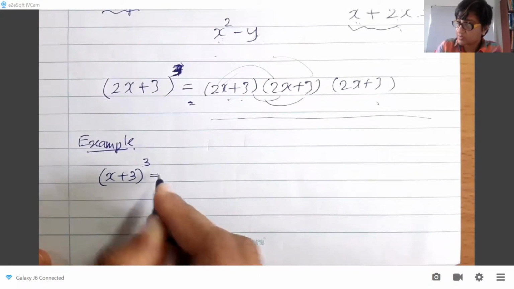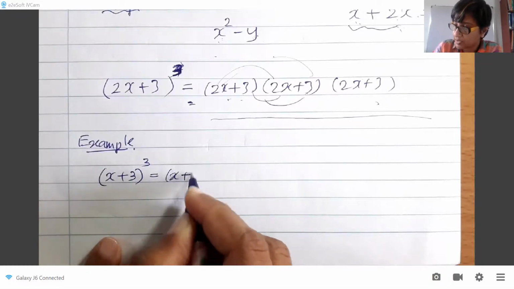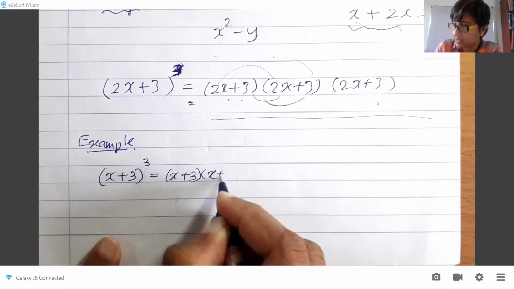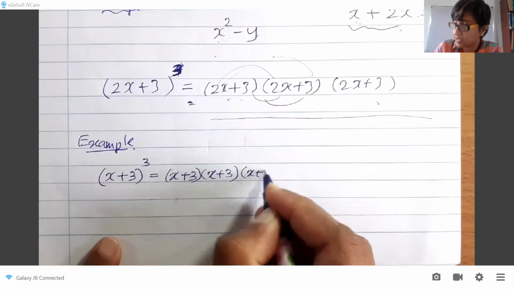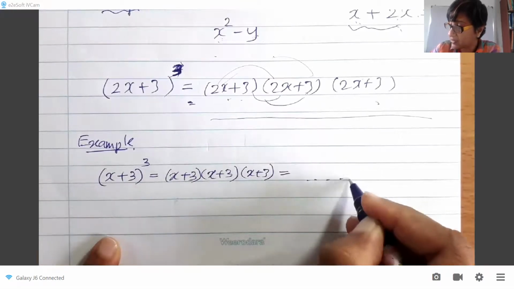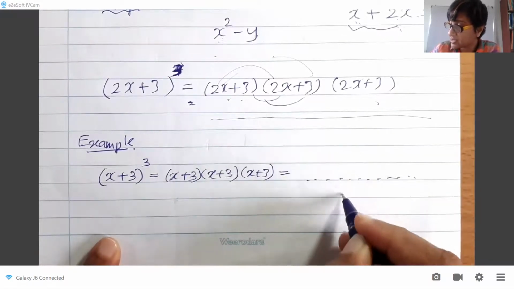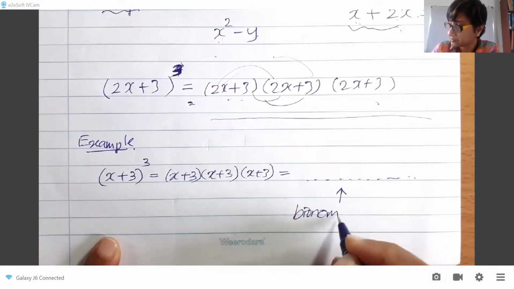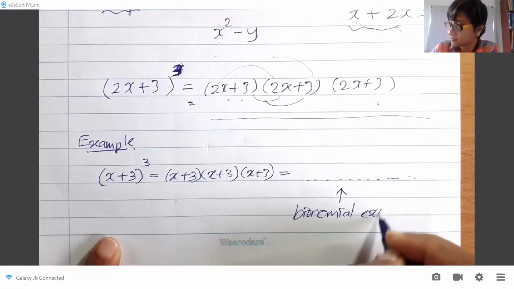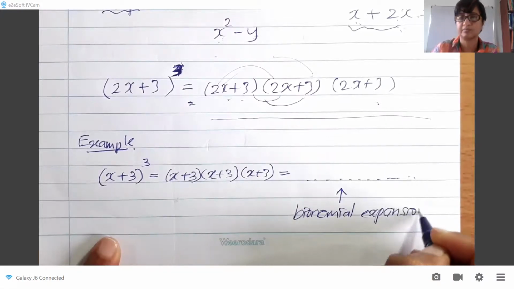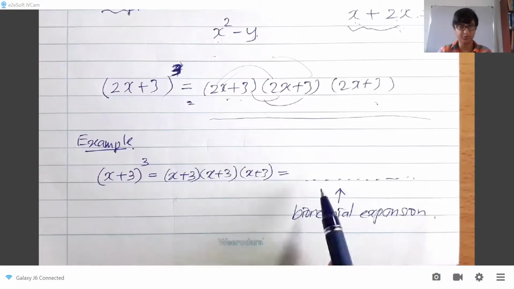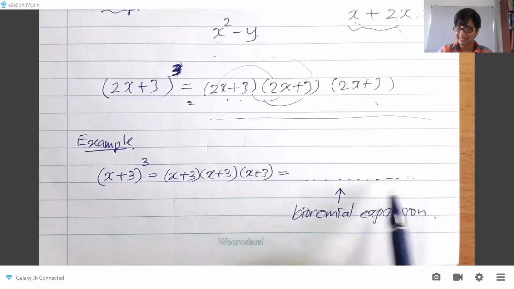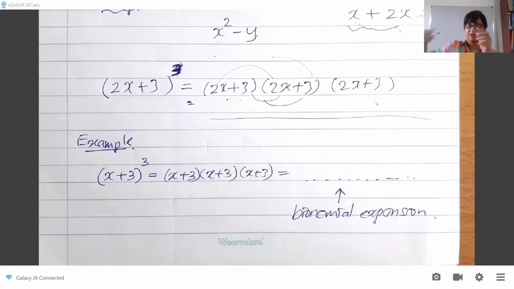Okay, this means you have to do (x + 3) times (x + 3) times (x + 3), and say you expand it in full. This is what you call binomial expansion. Right? You can actually do it if you want and see, so that you find all the terms and you lay them down. That is called binomial expansion.